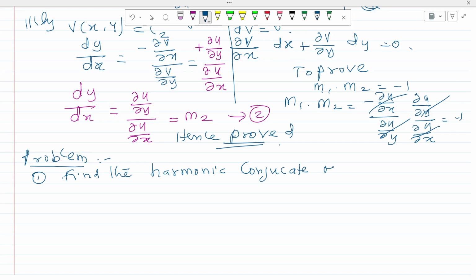Find the harmonic conjugate of u equal to e power x cos y. Find the harmonic conjugate of u equal to e power x cos y.